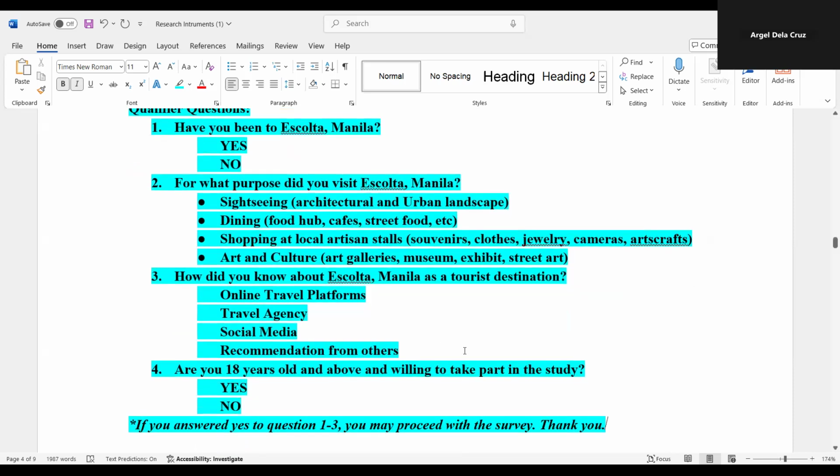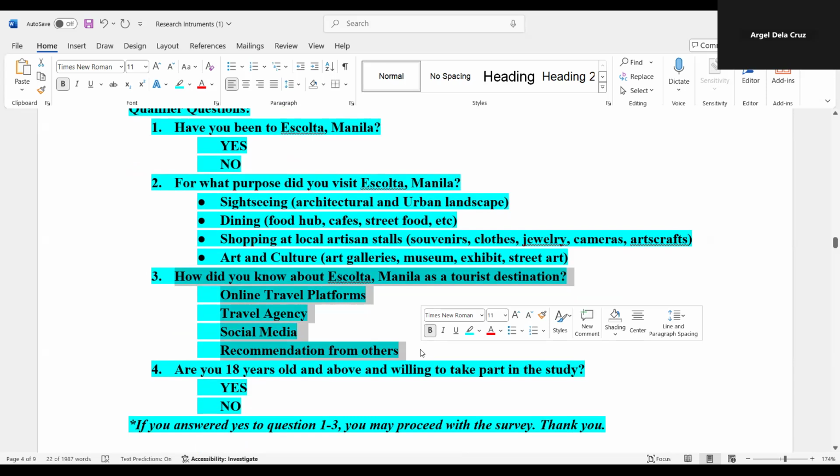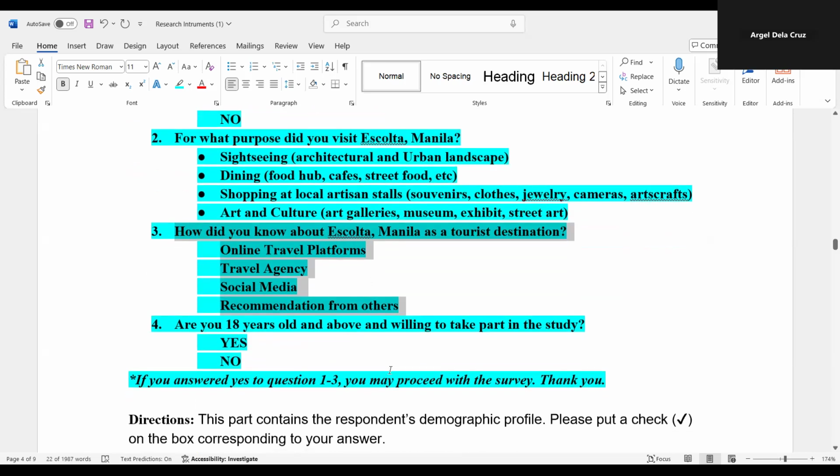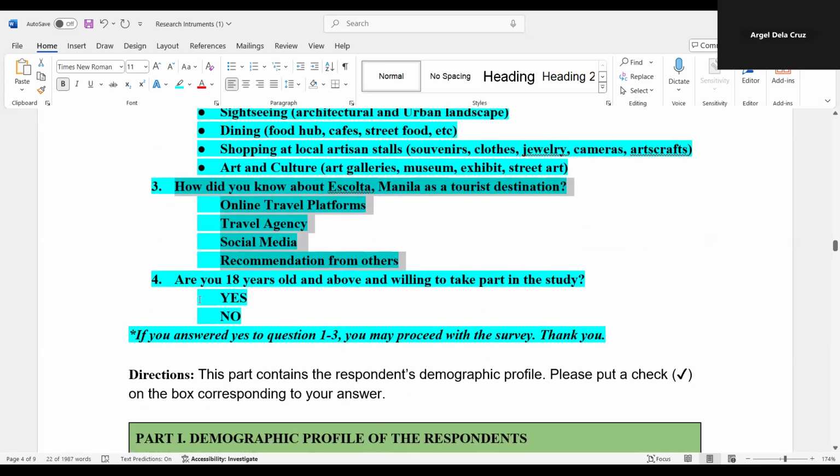Next, how did you know about Escolta? Basically, this question is wala naman siyang enta, okay? So ako, hindi ko alam bakit sinama nila, pero dahil sinama na nila, okay na. Sige, pero ako, pwede na tanggalin to. It's not important to qualify your respondents. Okay? Number 4 ang pinaka-importante, tingin ko.